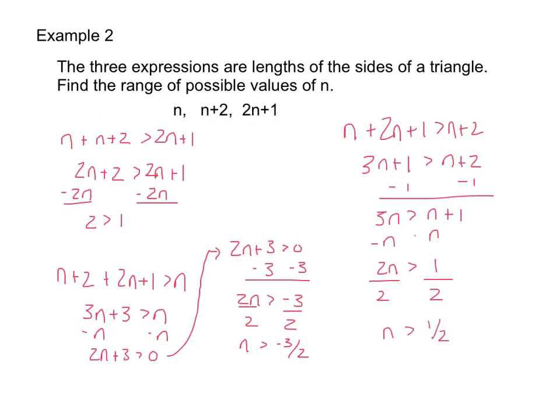Now, of all of our answers, 2 is greater than 1, n is greater than negative 3/2, or n is greater than 1/2. N is greater than 1/2 is the only one that makes sense. So actually, our answer here is only one answer. We only have one inequality, and simply n has to be greater than 1/2. And that is our answer here. A little bit different mentality, but you're still using the same process.